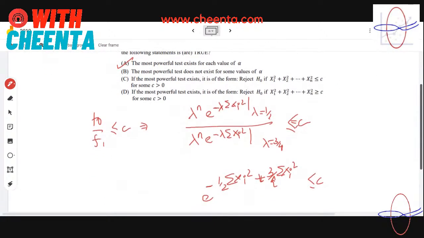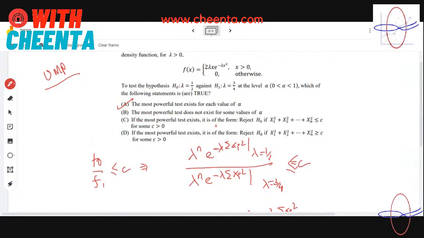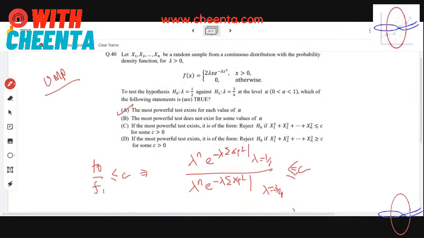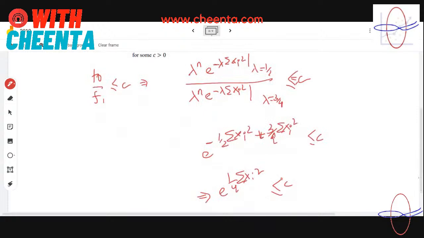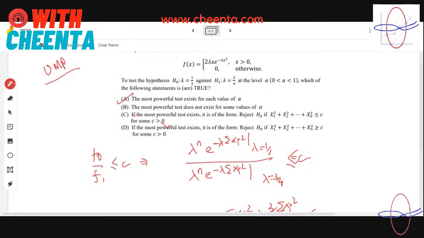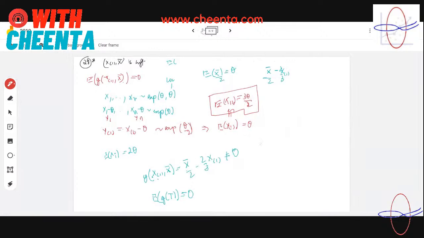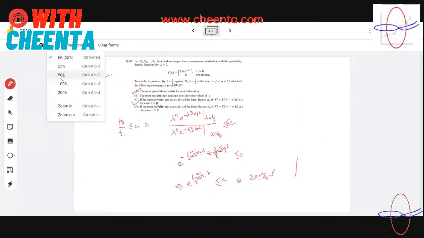And the statement that the most powerful test doesn't exist is not true. If a most powerful test exists, it's of the form reject if summation of xi square is less than or equal to something. You can again take log of this, so summation xi square is less than or equal to c dash, which is true. So the main lemma is from this. Yes, perfect. So these are the two regions. Okay, that's the idea. So we've completed the 2019 problem set, and it's quite interesting.